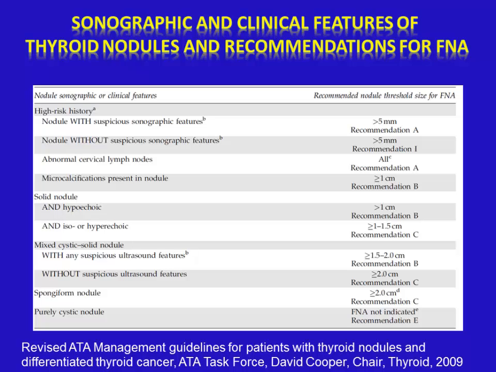For example, if we go for this part here, you'll find with a high risk history nodule with suspicious sonographic features, we go for a biopsy when the nodule is just more than 5 millimeters, while we don't go for this cutoff if there is no previous risk or high risk history for this biopsy. On the opposite side here, you'll find with a spongiform nodule that we go for biopsy above 2 centimeters, and the recommendation for that is C, while for a pure cystic nodule, we go also above 2 centimeters, and the recommendation for that is C, not as urgent as this one, which is an A category.